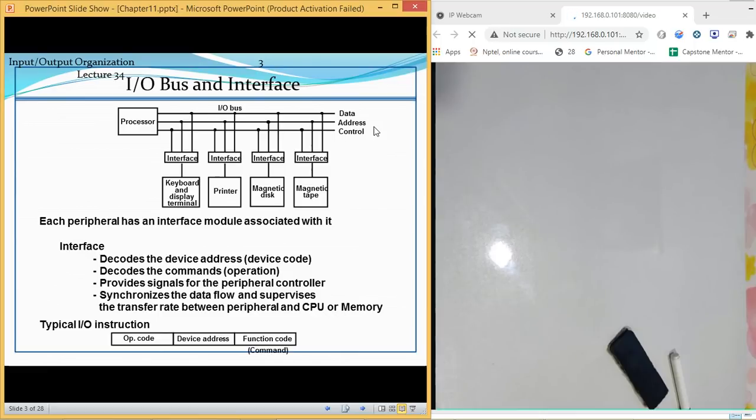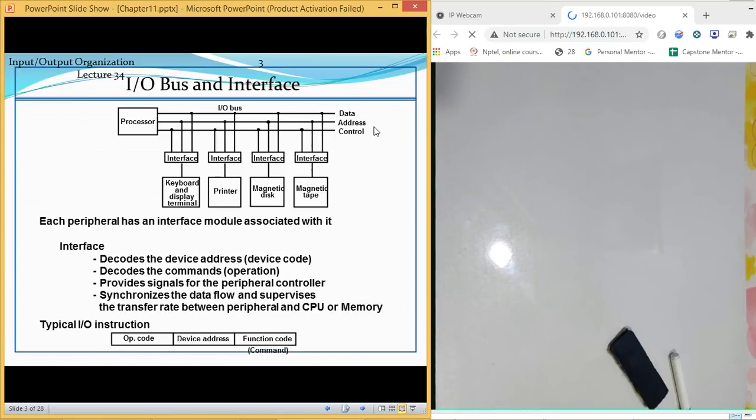Then we have an interface connected with it, the input output interface. All these devices are going to get connected with the interface. So these bus lines are connected with the interface, and the interface is further connected with all the different input output devices, which include keyboard, printer, magnetic disk, magnetic tape. These are not just limited to these four devices. You might have other input output devices connected with it.